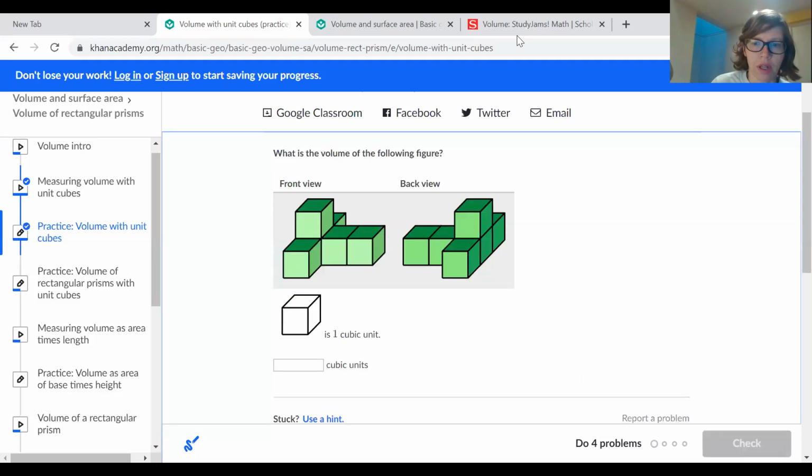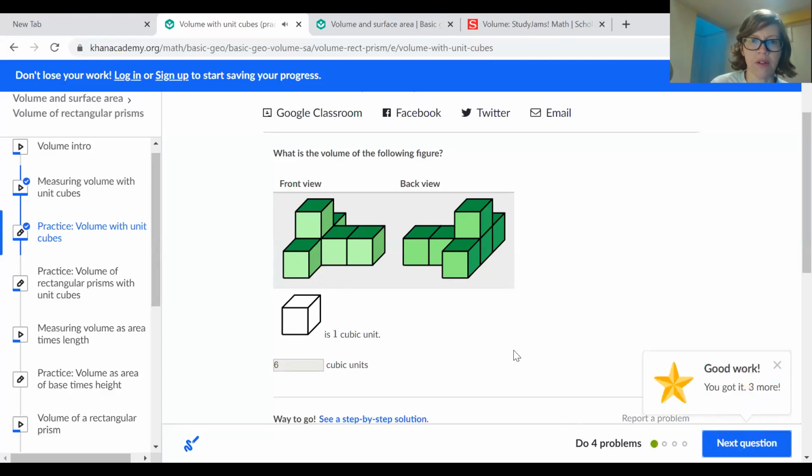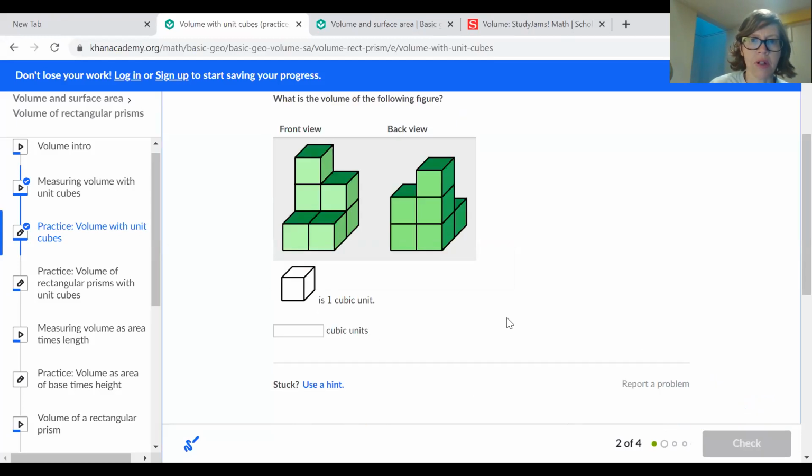All right, let's try again. Let's look and see if we can count the cubes. 1, 2, there's one other, 3, 4, 5, 6, I believe. Let's see if you get 6. All right. Let's try the next one. You try, see what you get.